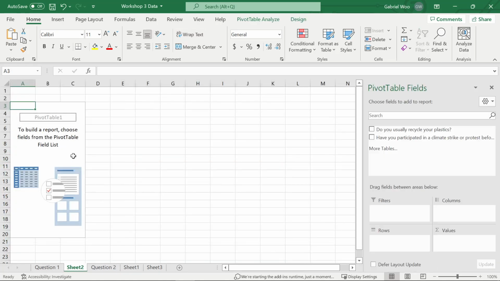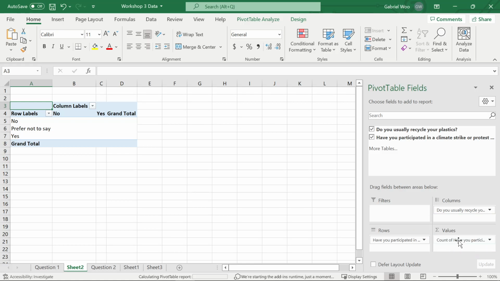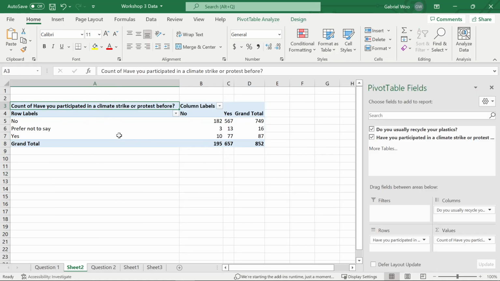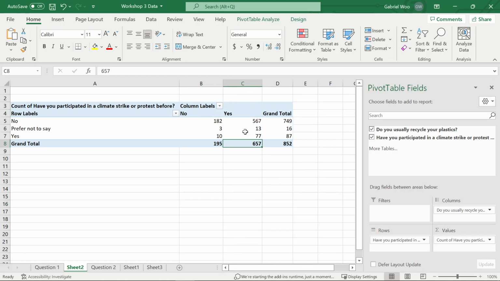So what we did is we created this pivot table. To create a pivot table, we drag one data set to the rows, one data set to the columns, another data set to the values, and what that does is it inserts a pivot table. So right here we have whether or not they regularly recycle their plastics. So out of all the people surveyed, which is 857, 657 regularly recycles their plastic, while 195 does not regularly recycle their plastics.